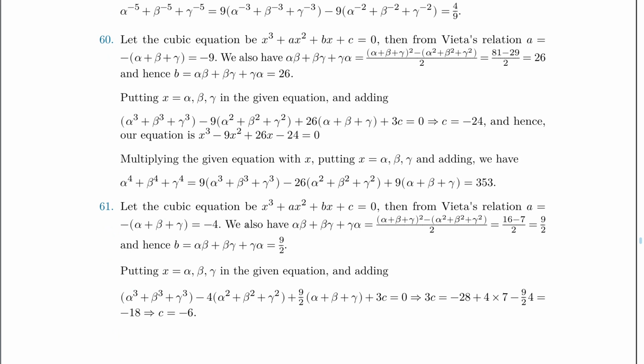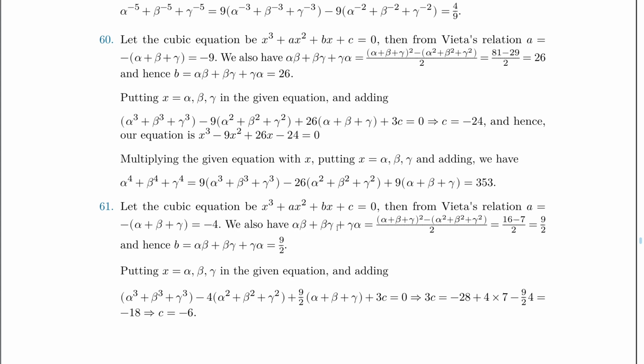So we consider a cubic equation because we have three roots, alpha, beta, gamma. We consider a cubic equation which is x cube plus ax square plus bx plus c. So from Vieta's relations, a is equal to minus (alpha plus beta plus gamma), which is given as 4. So it becomes minus 4.